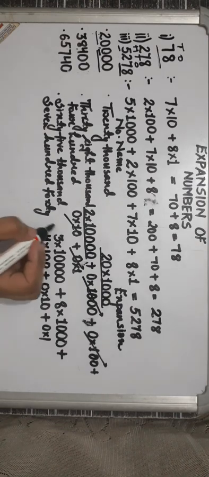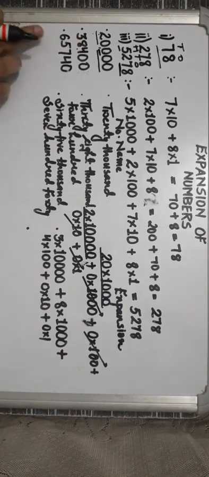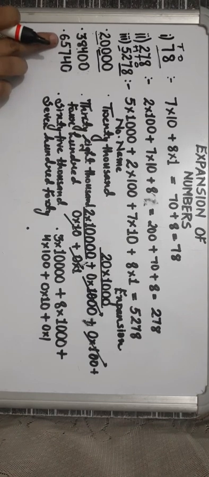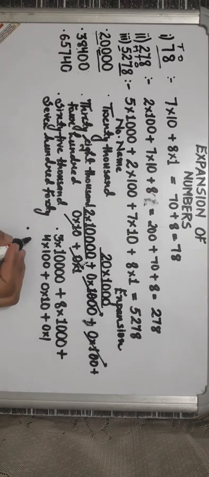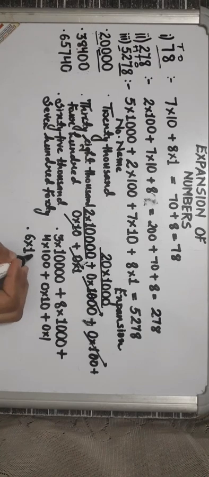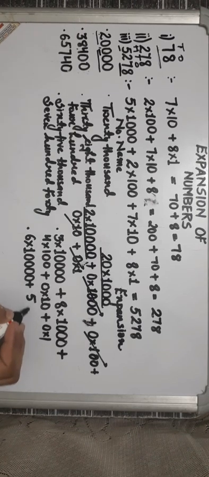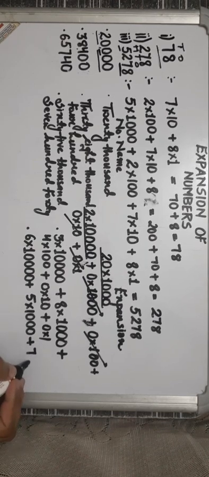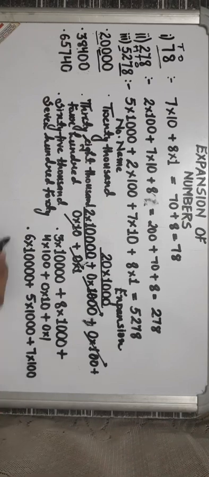Now let's see its expansion. 6 at the ten-thousands place: ones, tens, 100, 1000, 10,000. So multiply it with 10,000, plus 5 at 1000 place. So multiply it with 1000, plus 7 at 100 place. So multiply it with 100, plus 4 at tens place, multiply it with 10. Now I am not writing the expansion of that zero. You will get your expansion. So in this way you can expand any number.